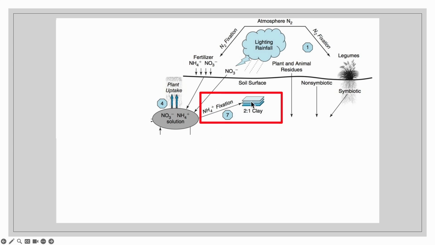Here is that 2:1 clay fixation where we have that expansion, and that ammonium can then move into the voids in between that octahedral and that tetrahedral layer. And then when that clay layer collapses, we're going to have some fixation there. Again, as I mentioned, this is very minimal.